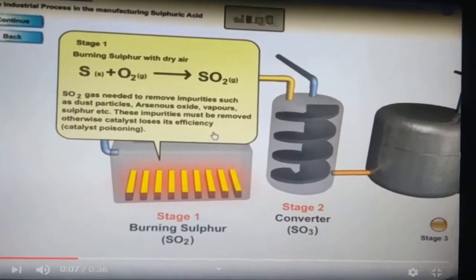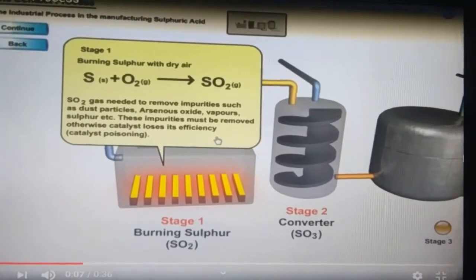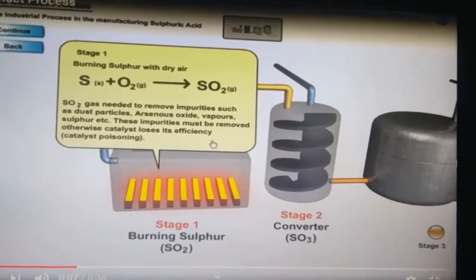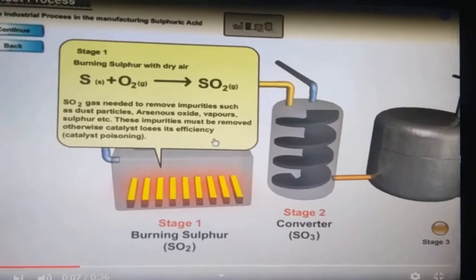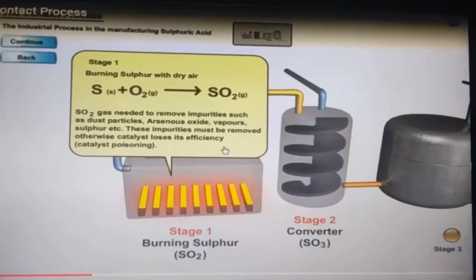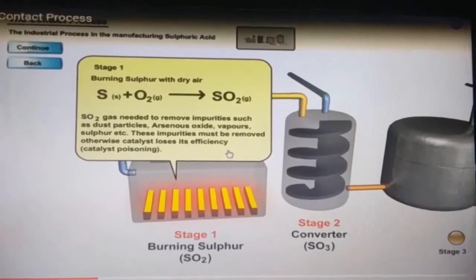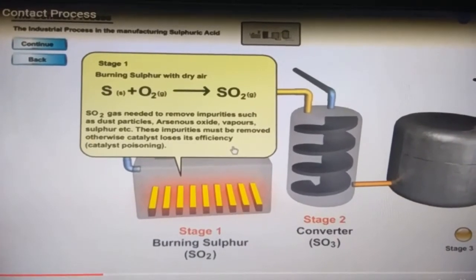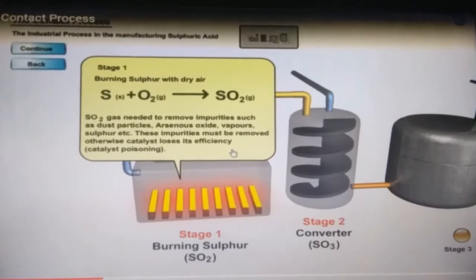takes place. This is the burning chamber. In the burning chamber, sulfur dioxide gas is produced. Sulfur dioxide gas is needed to remove impurities such as dust particles, arsenious oxide, vapor sulfur, etc. These impurities must be removed, otherwise the catalyst loses its efficiency, that is, it causes catalytic poisoning.